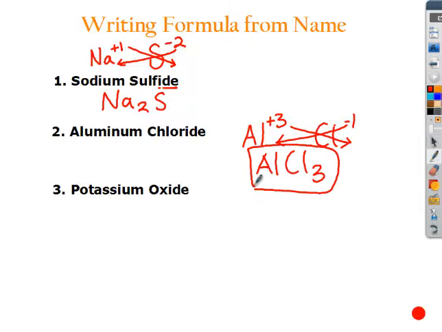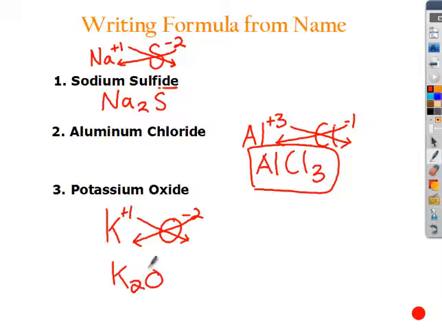Last one, potassium, which is letter K. This has a +1 charge. Oxygen with a -2 charge. Let's cross those charges. And so I'm going to get K2O. And there we go. We went from name to formula. Please call me over when you finish this part.